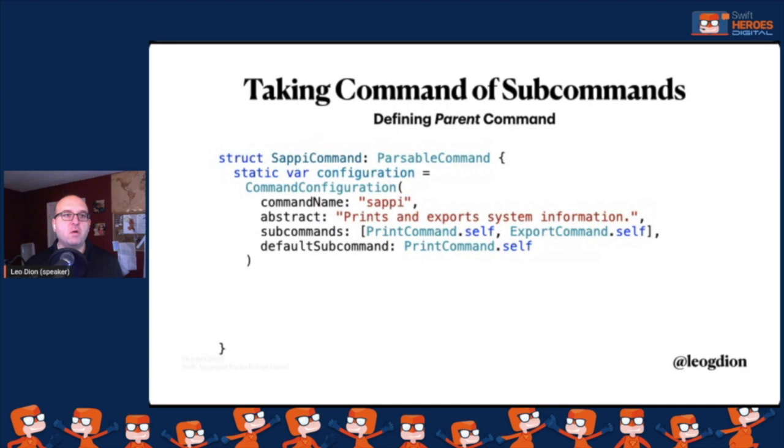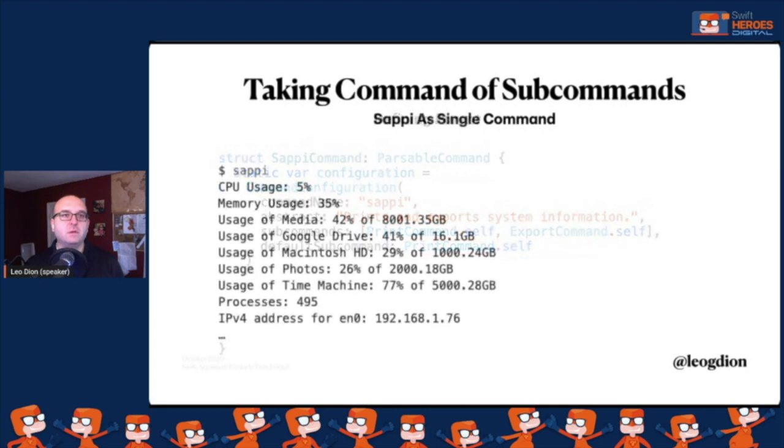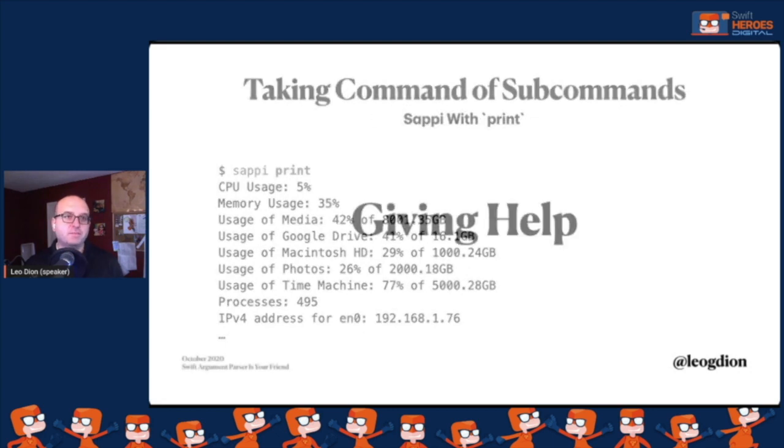And then for the Sappi command, we're just going to say the command name, which in this case is Sappi. We're going to provide what subcommands we're going to use, in this case the print command and the export command. And then we're providing a default subcommand as well. So now we could run Sappi because it has a default command for print. But we could also run Sappi print, and it'll do the same thing.